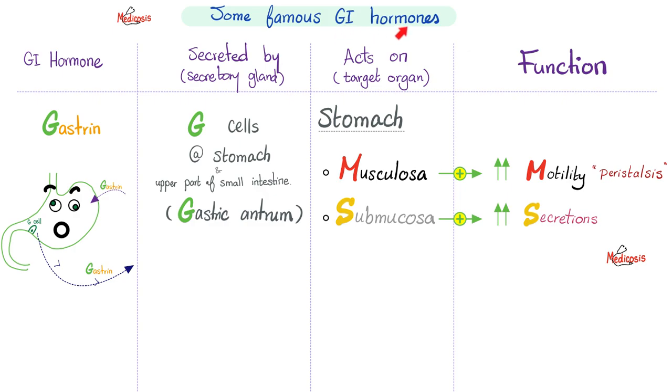Quick review on the GI hormones that we talked about before. Gastrin, where did you come from? From the G cells in the stomach, especially the gastric antrum. I also come from the upper part of the small intestine, partially. And then I act upon the stomach musculosa and the stomach submucosa. Why musculosa? For motility. Why submucosa? To boost secretion. And by the way, I am the only GI hormone that is pro-stomach. I am pro-gastric motility. I am pro-gastric secretion. All the other GI hormones are anti-stomach, i.e., they decrease gastric motility and lower gastric secretions.